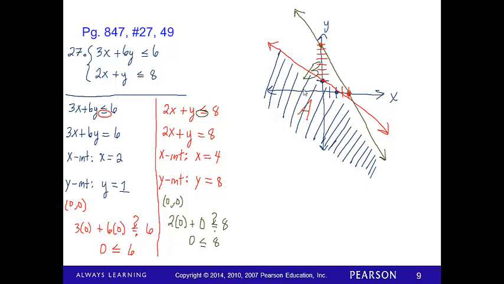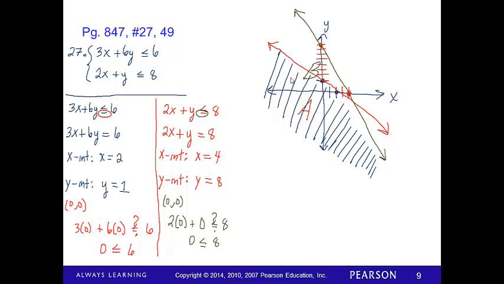This region. Why can't you shade this part right here? Because A isn't up there. And why can't you shade this part here? Because B isn't there. Therefore, they only overlap in this region, and this right here is the graph or the solution to this system of inequalities.